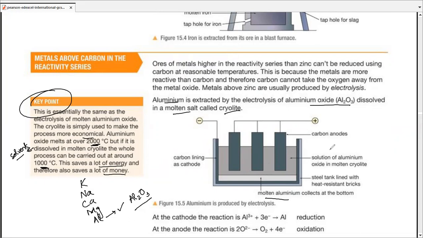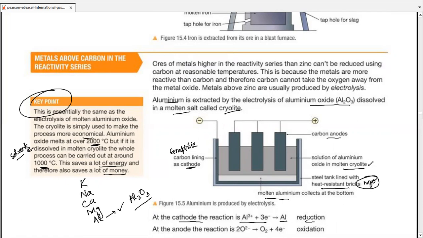Now, coming to the diagram, you would see that we have a carbon cathode. By carbon, we mean graphite, and we have graphite anodes as well. We have a solution of aluminum oxide in molten cryolite, again the solvent. We have a steel tank lined with heat-resistant bricks, again made out of magnesium oxide.